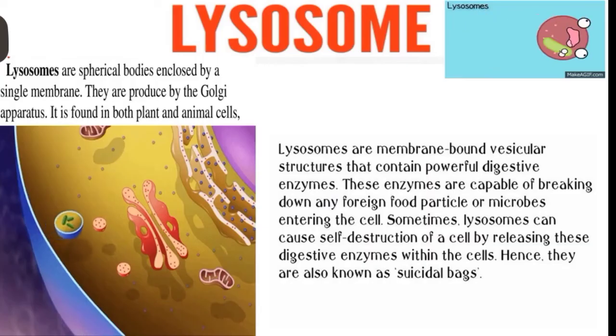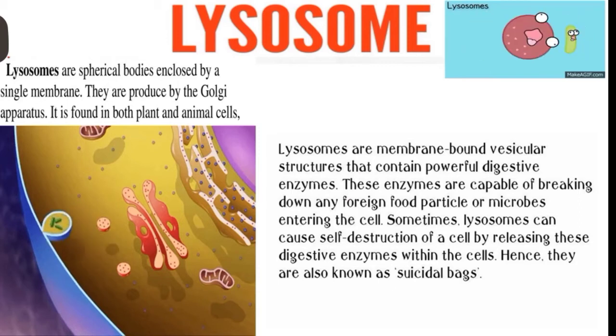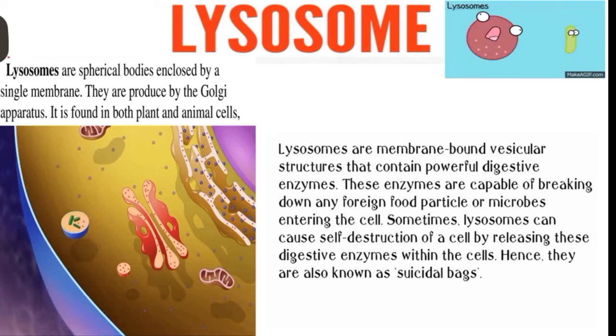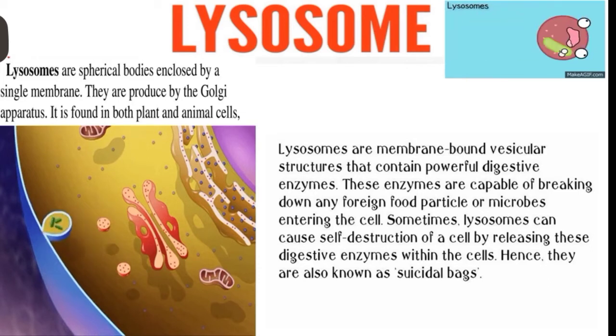Lysosomes are spherical bodies enclosed by a single membrane. They are produced by the Golgi apparatus. It is found both in plant and animal cells. Lysosomes are membrane-bound vesicular structures that contain powerful digestive enzymes. Sometimes lysosomes can cause self-destruction of the cell by releasing these digestive enzymes within the cell. Hence, they are also known as suicidal bags.